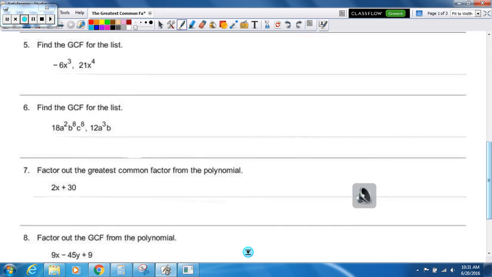The next one, they do not have a negative involved in both of them. So the negative's there to kind of trap you. It's not going to help you any. The factors of 6: 1 times 6 and 2 times 3. Well, 6 doesn't go into 21, but 3 does. So for your numbers, 3 is the greatest common factor. And then for your letters, it's the smallest exponent. So 3x cubed is the answer to that one.